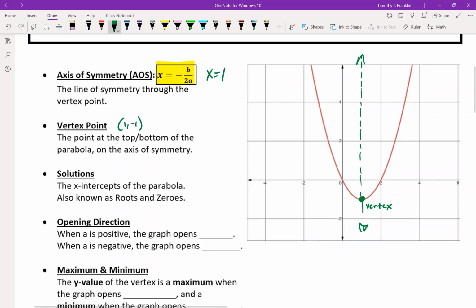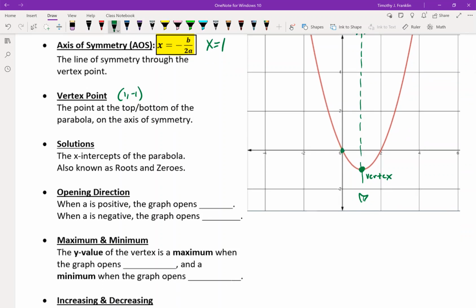Okay, now the solutions of a parabola, the solutions of a quadratic equation are going to be the x-intercepts. And so in this example, our solutions are the x values 0 and 2. These are also known as roots and zeros because they're where the equation equals 0, the x-intercepts. And so typically we have 2 solutions, but sometimes you'll just have 1, or sometimes you won't have any, depending on where the parabola is on your coordinate plane and where it opens.